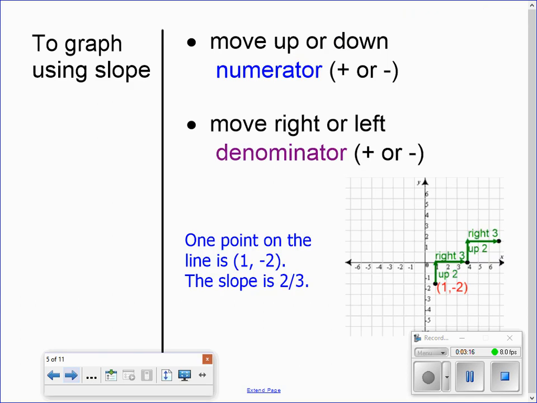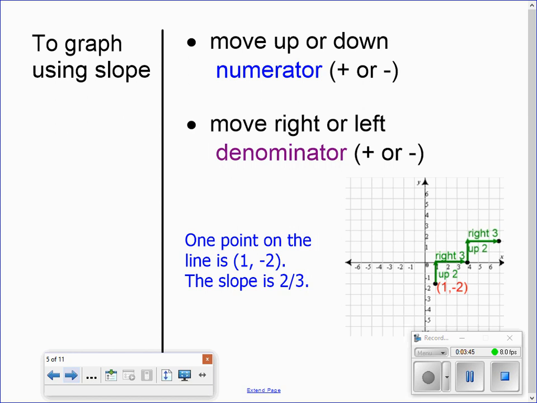And then when we're graphing using slope, we're looking at that fraction. If it's an integer, you want to write the integer as a fraction. Remember that you can make any integer or whole number a fraction by placing it over 1. You're going to be looking at the numerator and the denominator. The numerator is going to tell you if we're moving up or down to get from one point to the next. And the denominator will tell you whether to move left or right to go from that one point to the next.